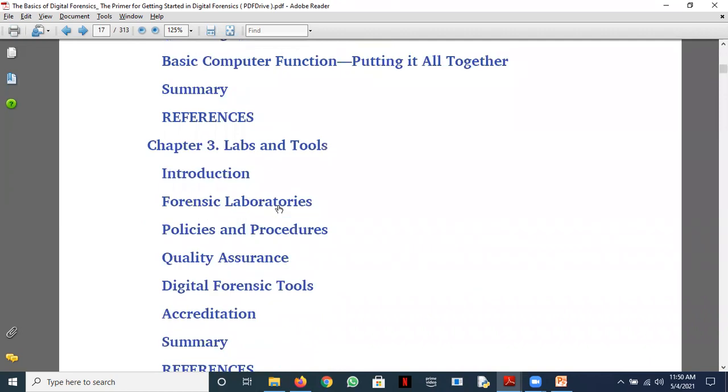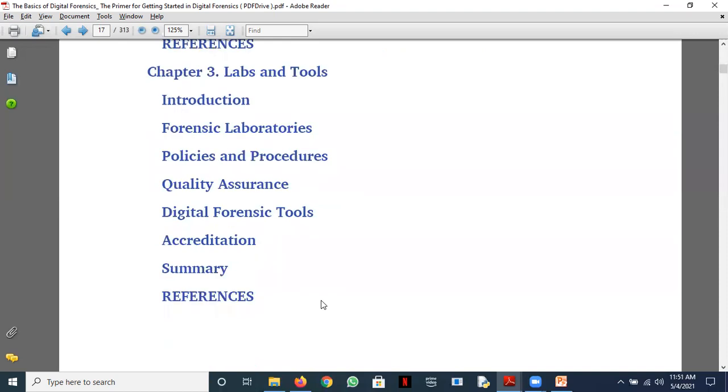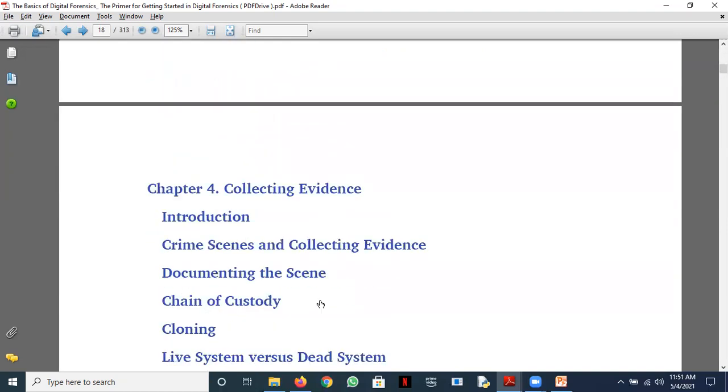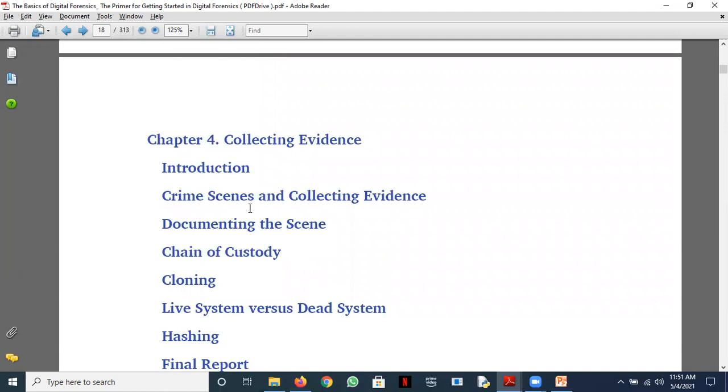Okay, sir. Then we have what are the forensic laboratories, policies and procedures, quality assurance, and what are the digital forensic tools. This is in our third chapter, right? Then how do we collect evidence? Crime scenes and collecting evidence. How do we do documentation on the scene? Like how do we note all the things? What is the chain of custody, what is cloning, what is live versus. We have just gone through some of these also. In the next lecture, we'll focus on particular units.